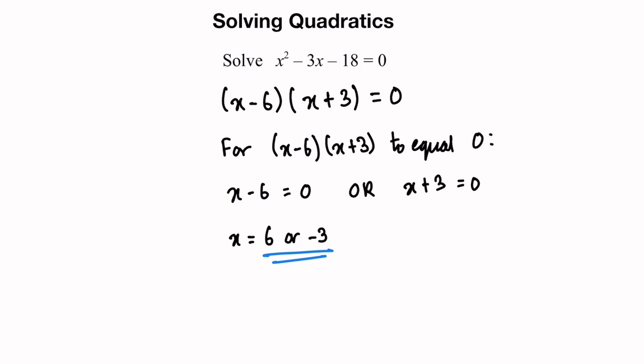So for x minus 6 times x plus 3 to equal 0, either x minus 6 must equal 0 or x plus 3 must equal 0. So if x minus 6 equals 0, for example, then if you just multiply x plus 3 by 0, we get 0. So either one of them must equal 0. So the solution for x has to be 6 or minus 3, as these are the only two values of x where, when you sub them in, that equation will equal 0.